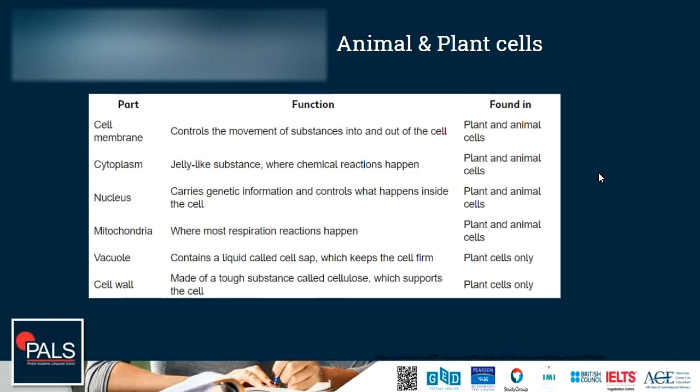We have the mitochondria, where cellular respiration is happening, or most of the cellular respiration, where energy is released from food. We have the central vacuole in plant cells, which contains a liquid called the cell sap, which keeps the cell firm by pushing against the cell wall from the inside. In plant cells only, the large central vacuole, again, other vacuoles are found in animal cells as well. And we have the cell wall, which is made of a tough substance called cellulose and which supports the cell and gives it its rigidity.